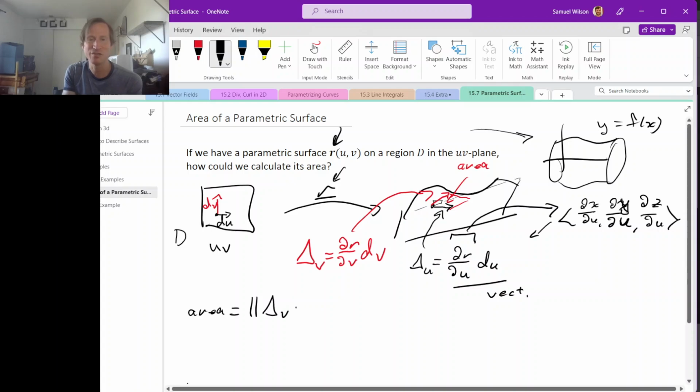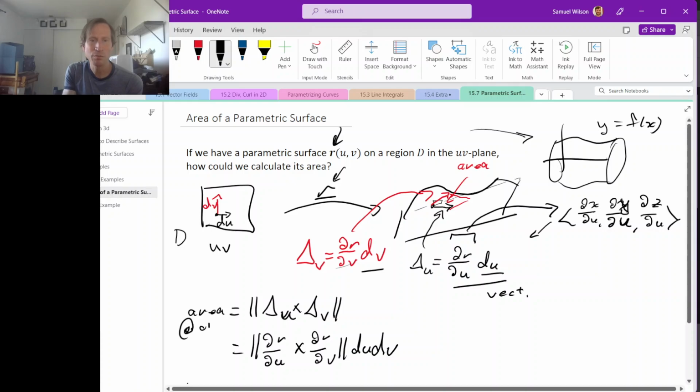So that's the magnitude of delta u cross delta v. The order of the cross product doesn't matter since we're taking a magnitude. And this is the magnitude of partial r partial u, cross partial r partial v. And these differentials du and dv act like scalars, so we can move them outside of the magnitude, du dv. Okay, so this is the area at one point.